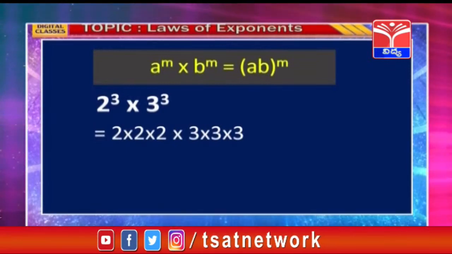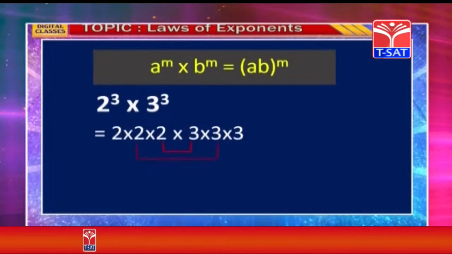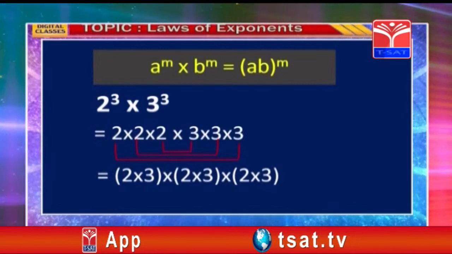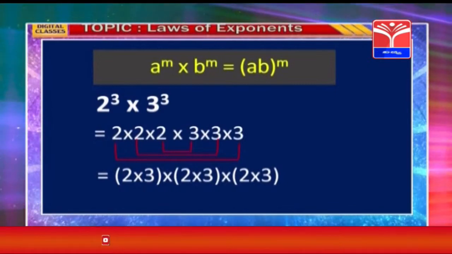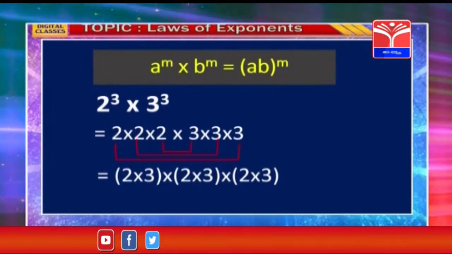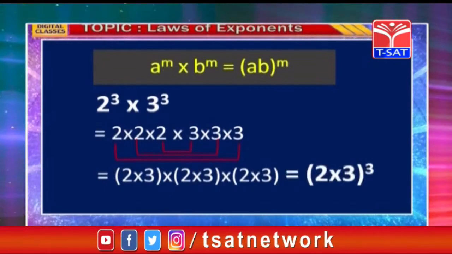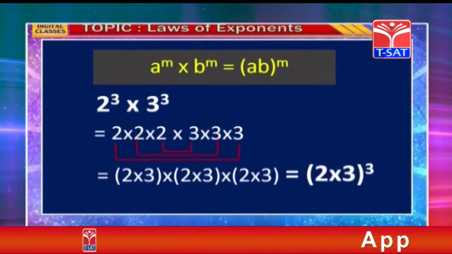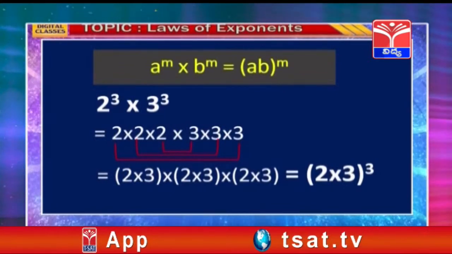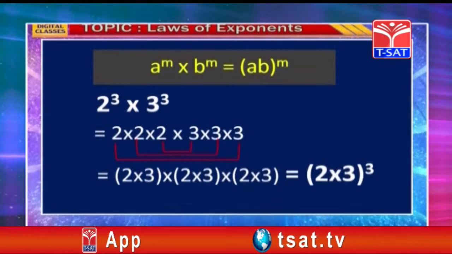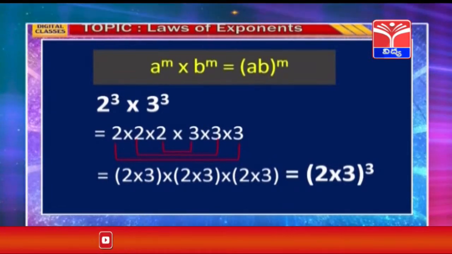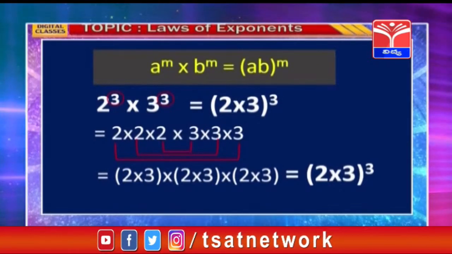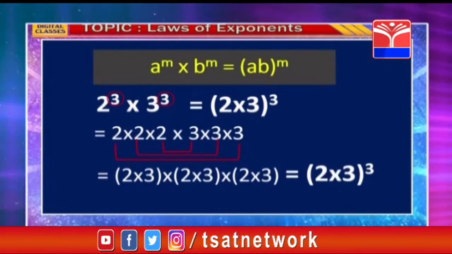Now we will group like this. See here. And we can write like this: 2 into 3 into 2 into 3, 2 into 3. How many 2 into 3 brackets are there? There are 3. When the bases are different and the exponents are equal, you can multiply the bases and you can put one exponent like this. So this one, 2 to the power of 3 into 3 to the power of 3.